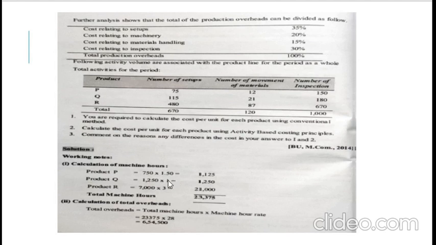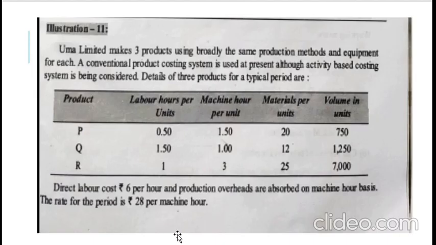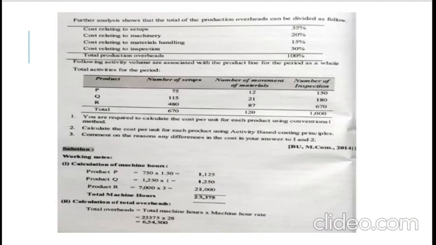So now here they have given you the per machine hour rate in the question, where they have stated the rate is rupees 28 per machine hour. So there is no need for you to calculate the per machine hour rate. The formula you were using to calculate it is total overheads divided by number of machine hours.